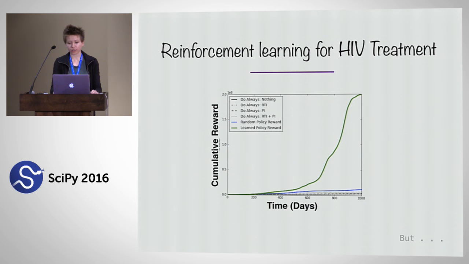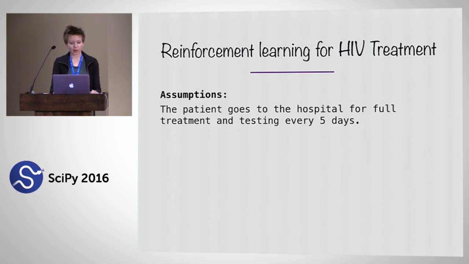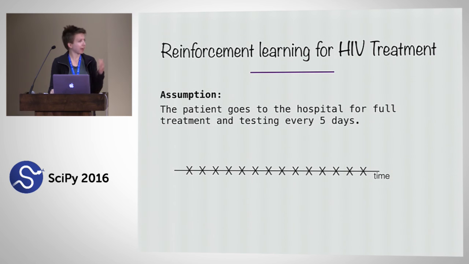And one of the concerns is that the patient has to go to the hospital for full treatment and testing every 5 days, which, if you don't live right next to a hospital, is really hard. I mean, if you have to rely on public transportation, or you have an hourly job, or you're taking care of family members, or maybe you live in a neighborhood which is far away from a hospital, there are all sorts of reasons for this to not work and for patients to not come in once every 5 days. So in an ideal scenario, we have something that looks like this, where a patient comes in with these evenly timed space periods.